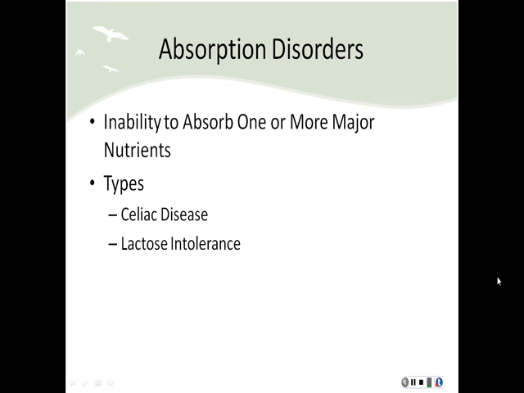Malabsorption can be caused by dysfunction of the small intestines or inflammatory disorders like Crohn's or ulcerative colitis. The primary malabsorption disorders are celiac disease, which is a sensitivity to gluten, which is thought to cause malabsorption of protein. Gluten is a protein that is found in wheat, barley, and rye. The other primary malabsorption disorder is lactose intolerance, and this is when there is a deficiency in lactase, so milk sugars are not broken down.